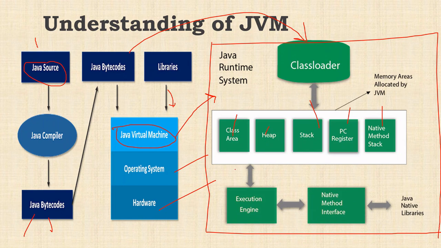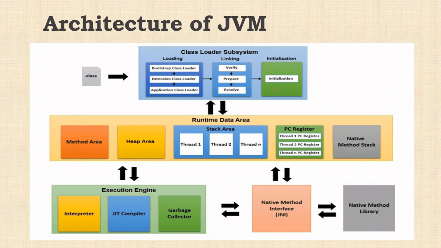This is how JVM stores the memory. And after that we have the execution engine, native method interface, and Java native libraries. We will see the high level architecture of this in the next slide. As I just told, we have one .class file, which is the compiled Java file, and this will be executed with the help of the class loader. And we have loading, linking, and initialization.